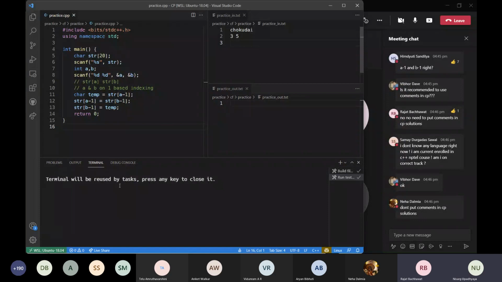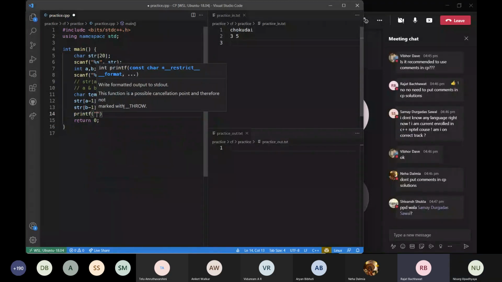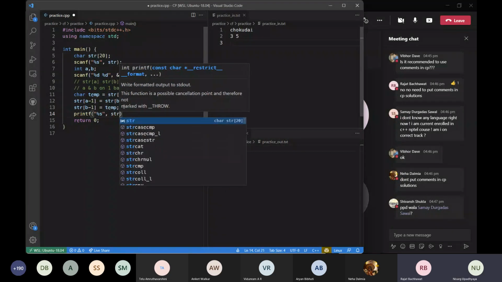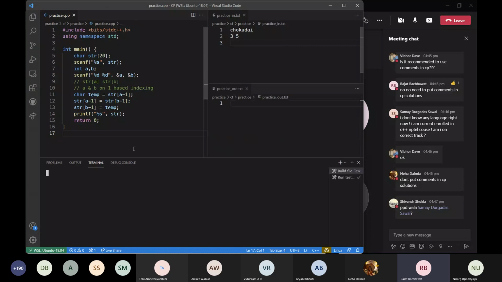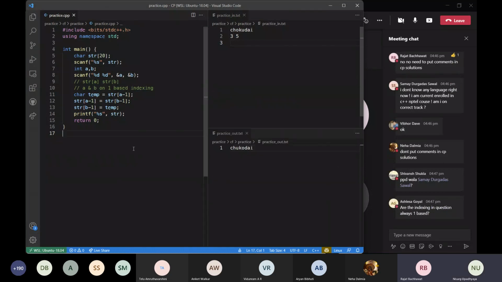You also need to print the output. If you don't print it, will it work? str. Okay, so as you can see, the input was the given string, and they said to replace the third and the fifth character. So that was O and U. We swap them, and thus we get U and O.